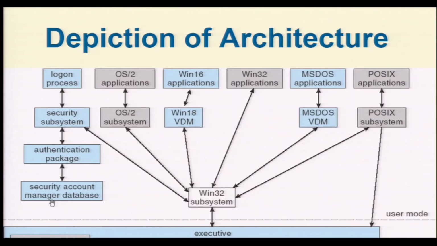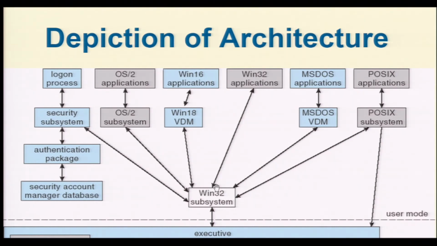Next comes the depiction of the architecture. So, I am zooming this, this is what it is. The architecture is going to be a logon process, a security system, authentication package. Please understand that we also have an OS2, we can have a Windows 16, we can have Windows 32, we can have MS-DOS, we can have POSIX application, all running in different windows.